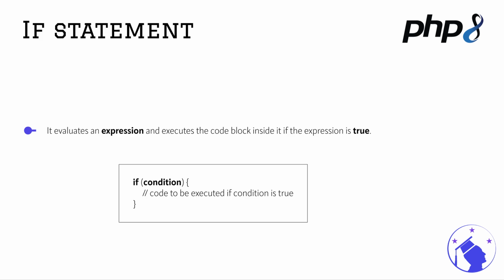Let's look at the if statement. The if statement is the simplest form of conditional statement. It evaluates an expression and executes the code block inside it if the expression is true. Look at the syntax: if, the condition within parentheses, and an opening curly brace. If the condition is true, then the code will be executed. Closing curly brace.